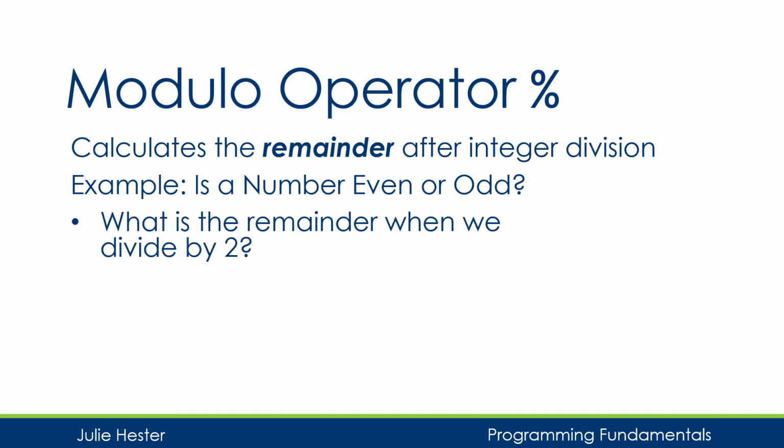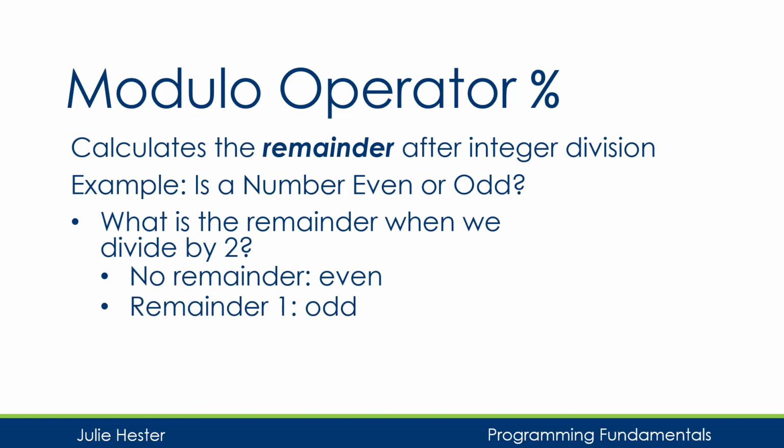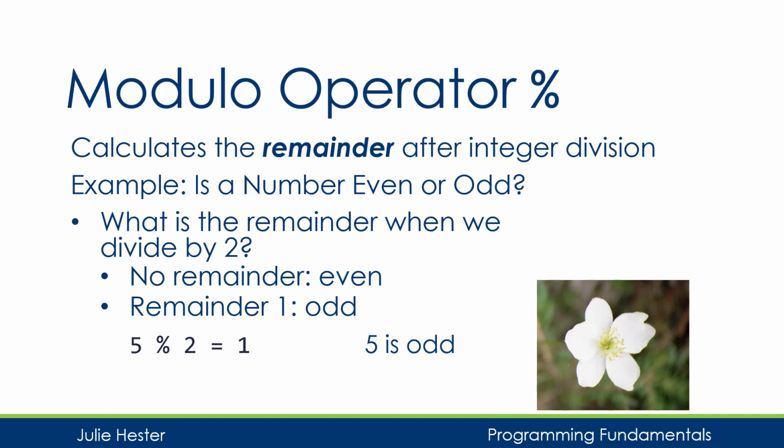So, let's look at this. If I have no remainder, it tells me it's an even number. And if I have a remainder of 1, then my number's an odd number. So how does this work with the modulo operator? Well, let's take this flower here. It has 5 petals. I can say 5 modulo 2, it's going to divide 5 by 2, and it's going to have a remainder of 1. So my result is 1, and that tells me that 5 is an odd number.